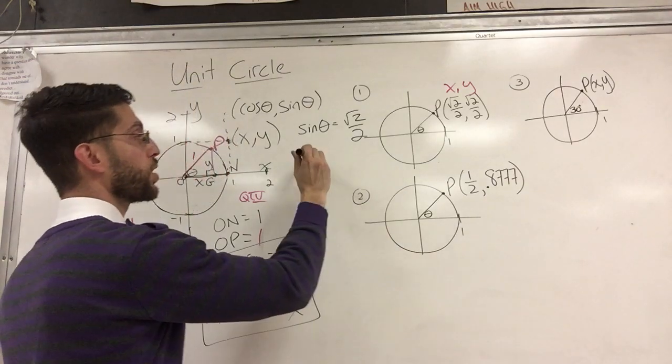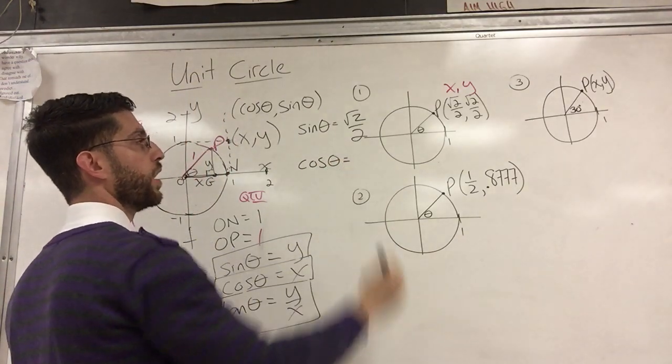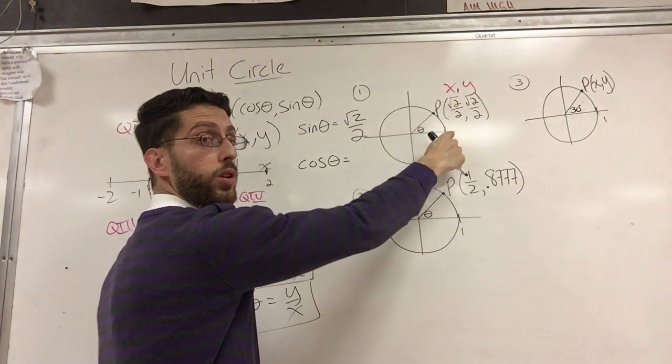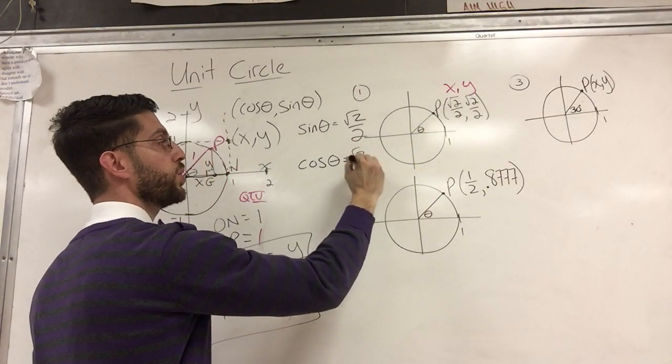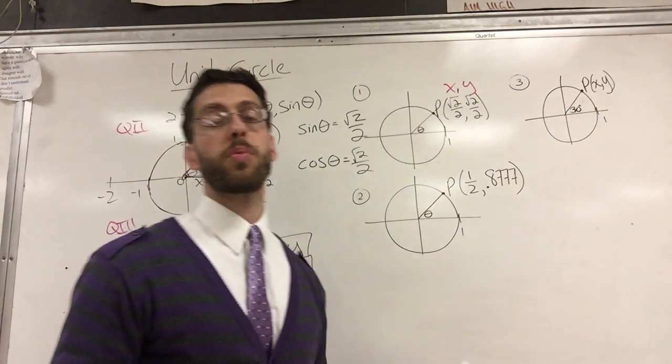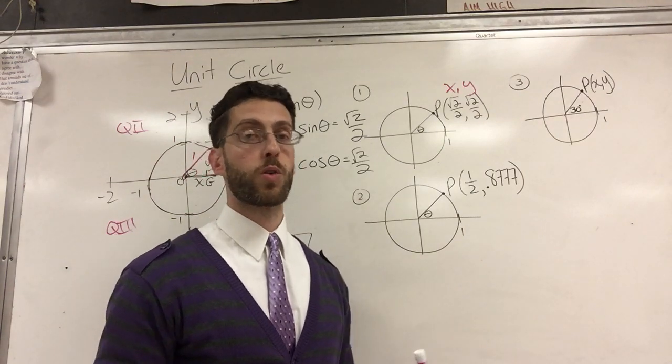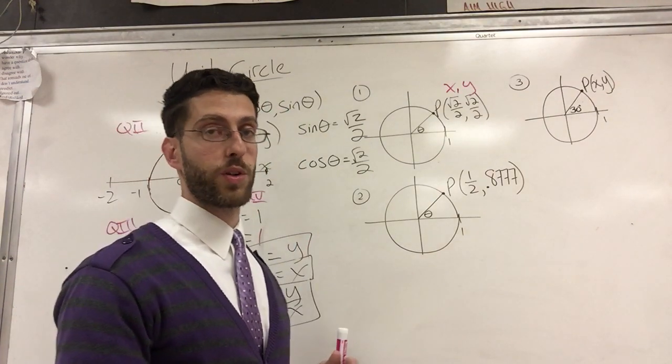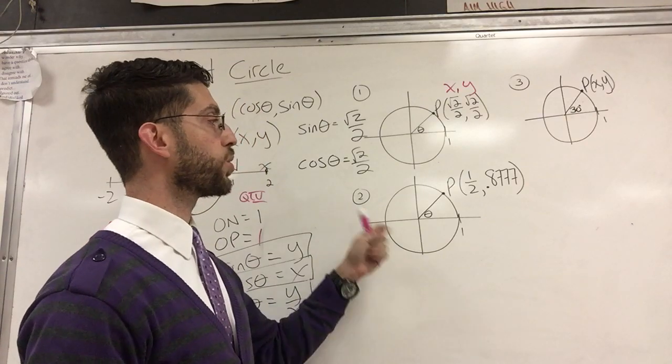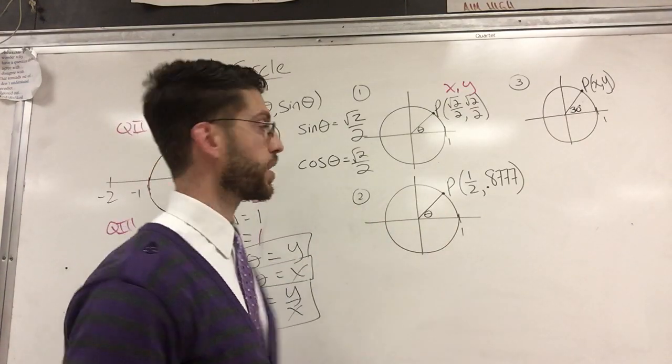That's fine. What about the cosine? Oh, that's the x coordinate, which happens to also be radical 2 over 2, and that's it. It's as simple as that, all right? You don't have to go crazy. You can also do the tangent for extra credit. Let's look at number 2. Same question. What's the sine and the cosine?